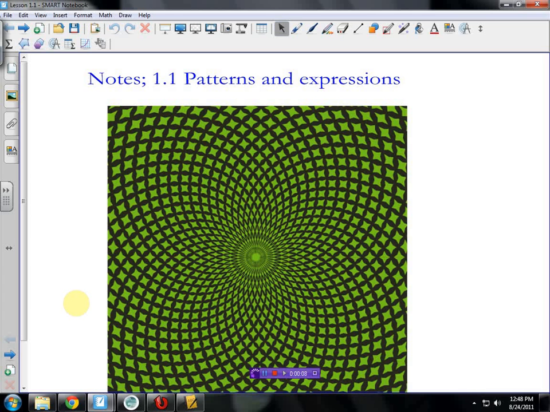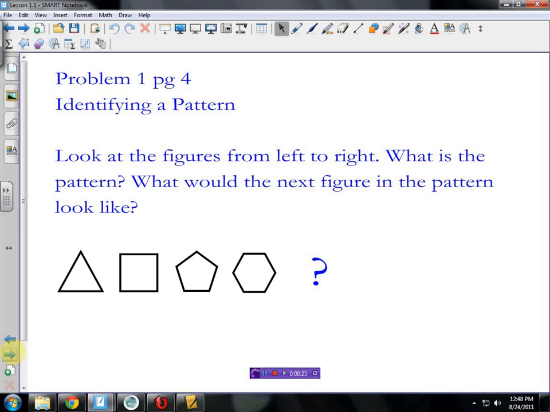Okay, so we're in 1-1 of Algebra 2, which is patterns and expressions. Hopefully a lot of this stuff will be familiar to you guys as we go through it. So when we get started, page 4.